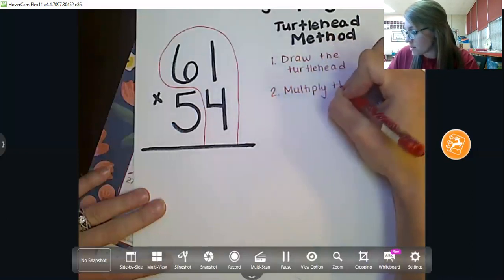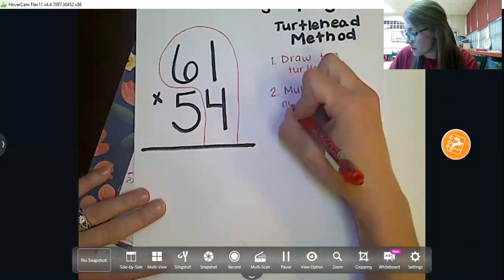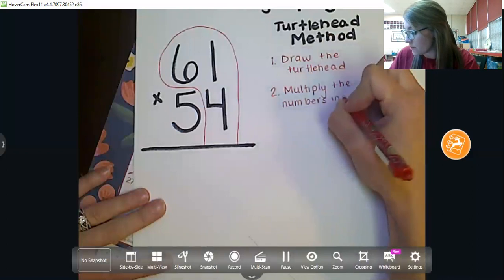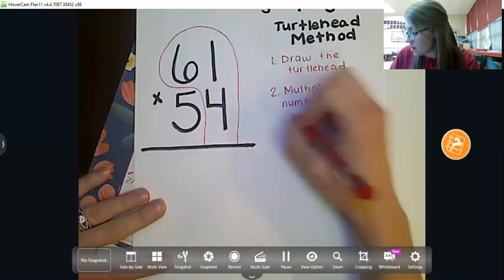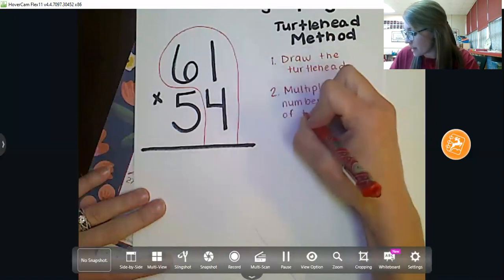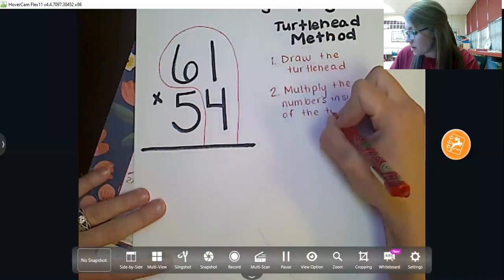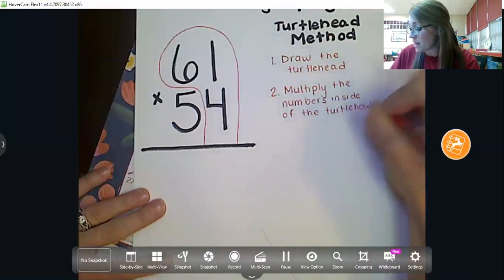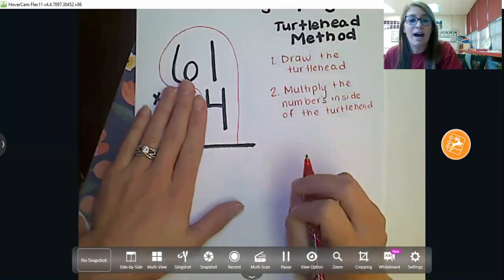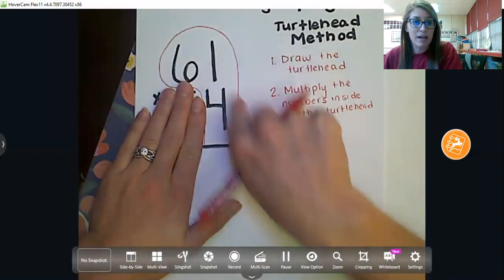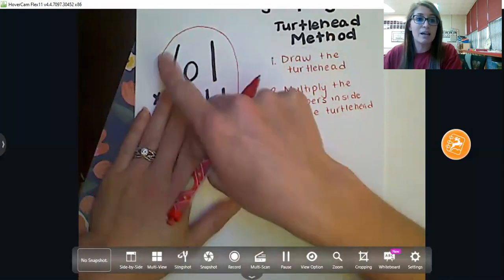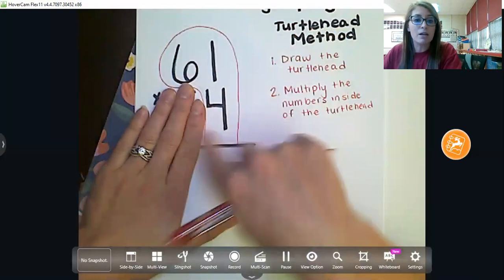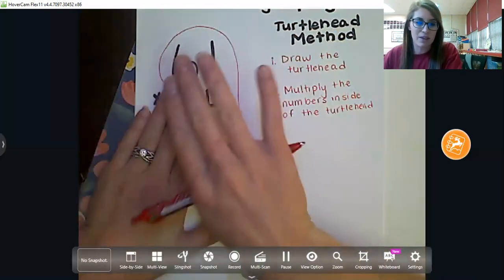Then for step two, you are going to multiply the numbers inside of the turtle head. This step should be very familiar because if you take away this 5, we know how to do this, right? Because this is just our regrouping that we did last chapter with two-digit by one-digit. So I'm going to cover this number up and pretend it's not even there right now.